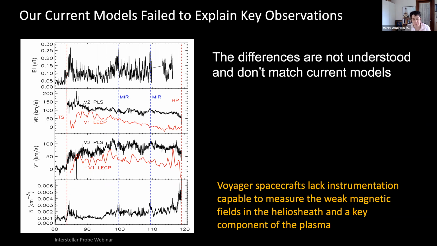The speed of Voyager 1 was much lower in the heliosheath. This is a snapshot of the heliosheath from the termination shock to the heliopause. The speed on board Voyager 2 was constant at 100 kilometers per second.